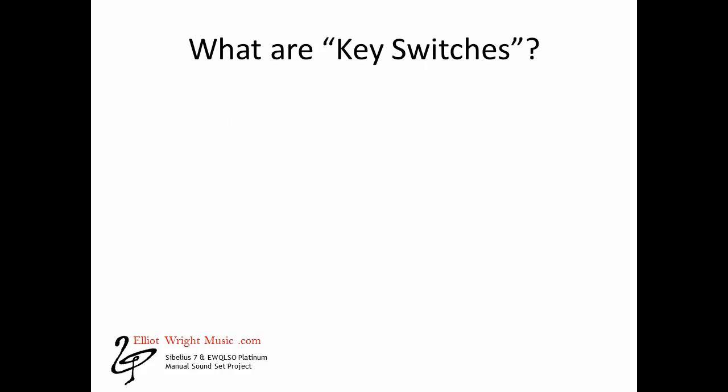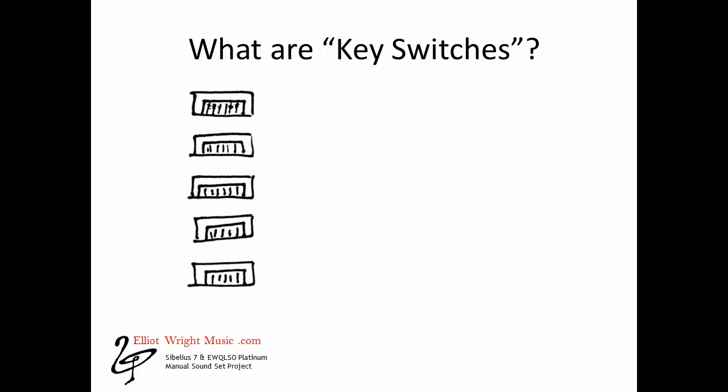Oh, look, he's happy. Okay, so what are key switches? Well, remember how we talked about patches just a second ago? Let's take several different patches, this time for a violin, where each different patch has a single articulation. Okay, we've got a patch there for staccato, another patch for muted notes, another patch for pizzicato, one for tremolo, and one for normal sustained notes.